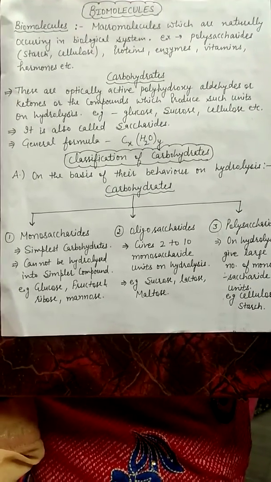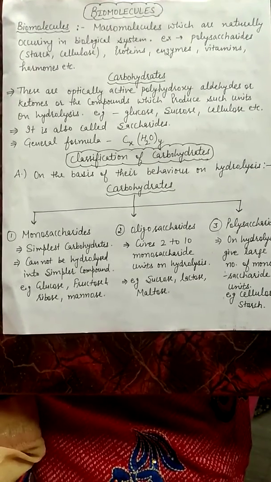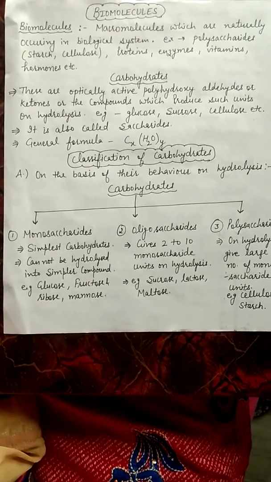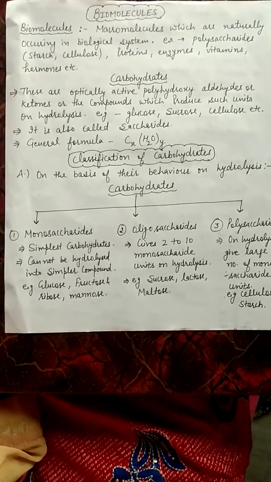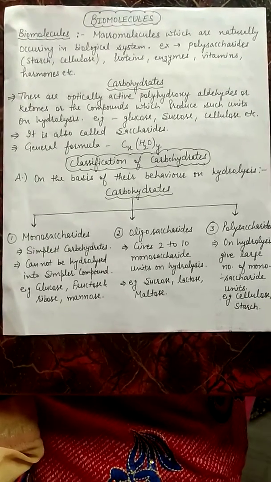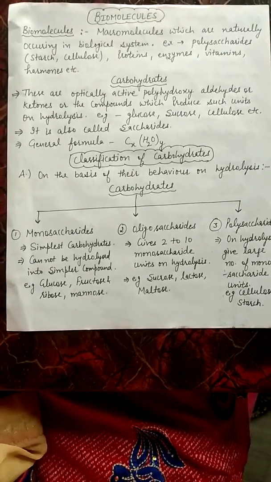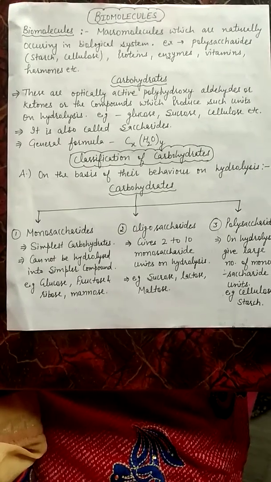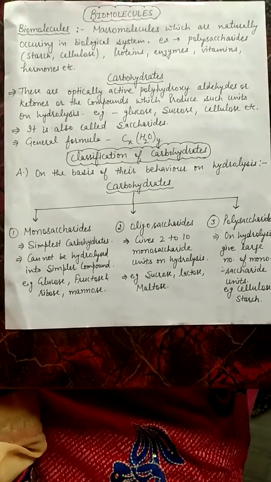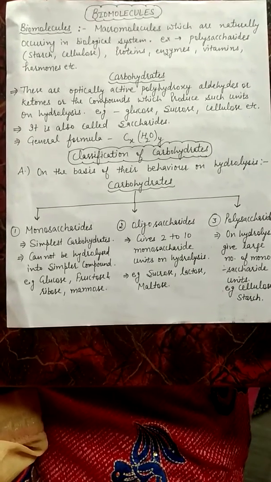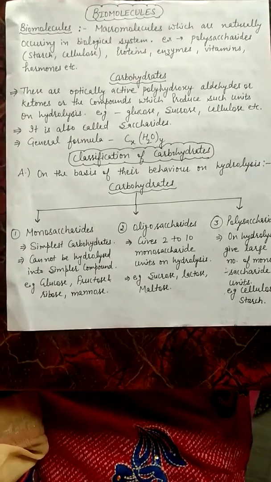Biomolecules are macromolecules, meaning large molecules, which are naturally occurring in our biological system. Example: polysaccharides, which hydrolyze and give a large number of small saccharide units like glucose, fructose, ribose, and mannose. Polysaccharides are starch and cellulose.